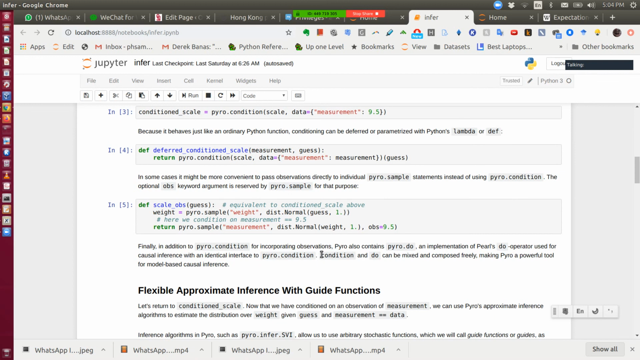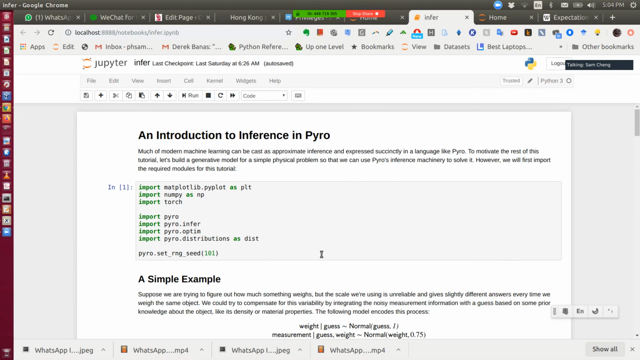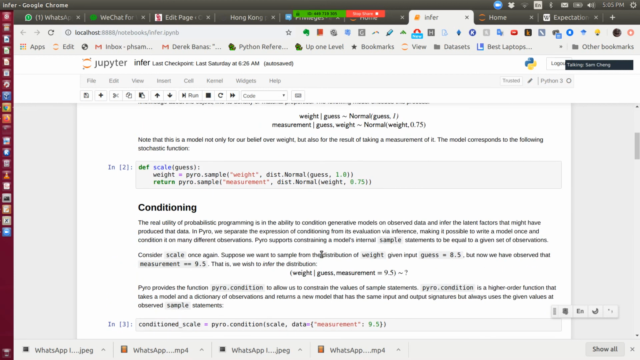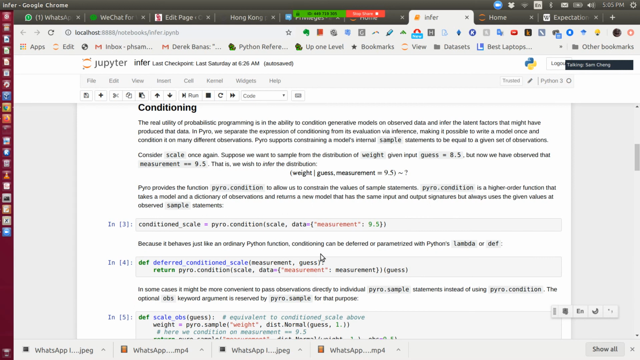So it's really like Python. Yeah, Python, because it's based on PyTorch. PyTorch is based on Python, right? Yeah, Pyro is a library of Python then. Oh, Pyro is actually a library of PyTorch. You can think of it like that.